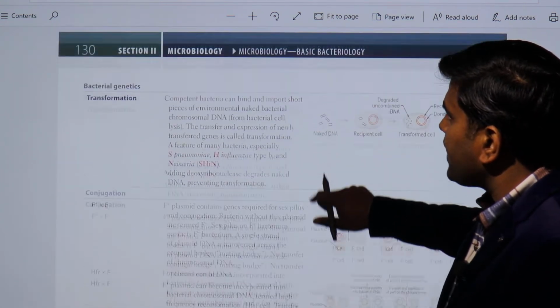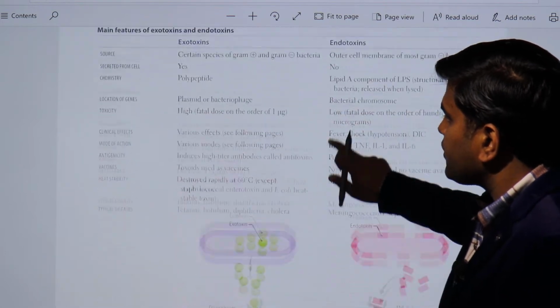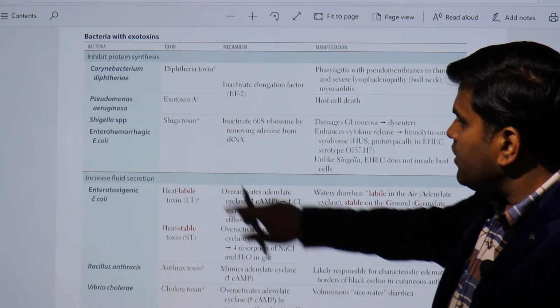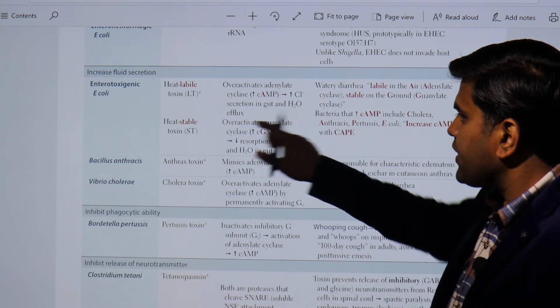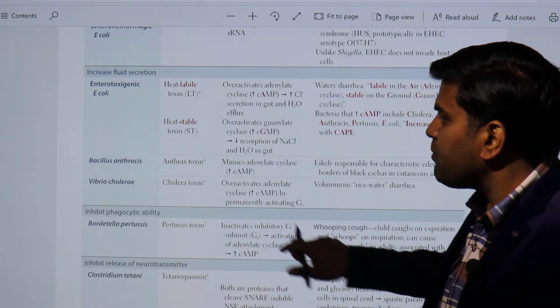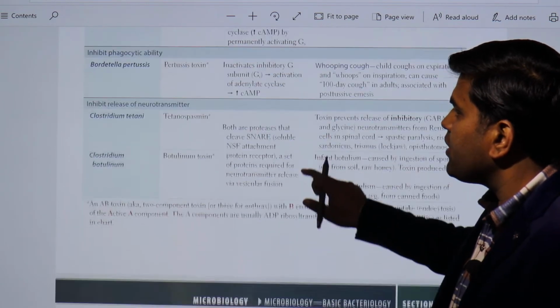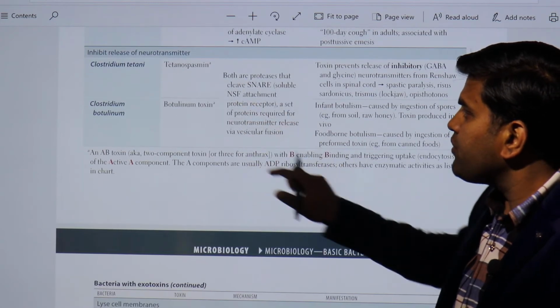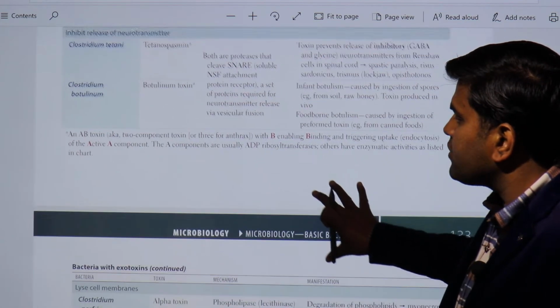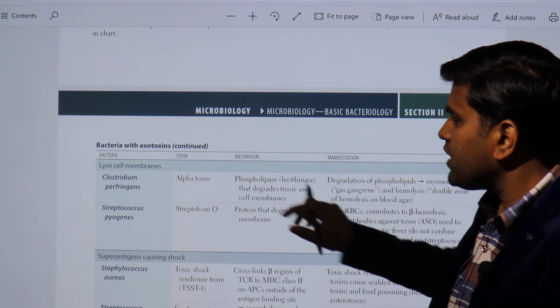Then there were other mechanisms of action, like increased fluid secretion, that is cAMP, then enterotoxicity: E. coli, Bacillus anthracis, Vibrio cholerae, and Bordetella pertussis. Then there was inhibition of release of neurotransmitters, and we have also talked about lysis of the cell membrane.